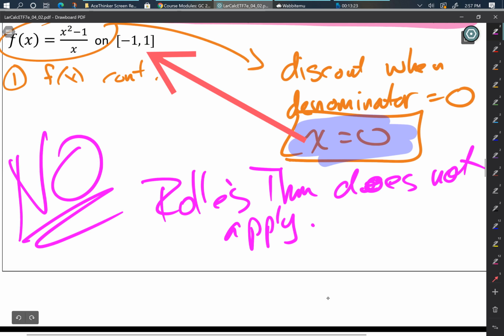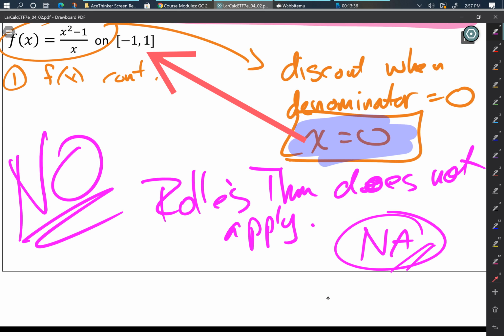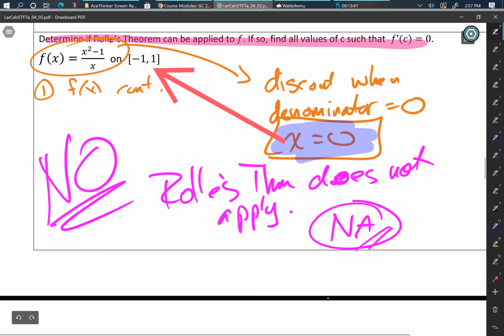Now, if there was a question like one of these two in the homework, I believe they want you to put NA for it. There'll be a note off to the side: if Rolle's theorem doesn't apply, type in whatever that is. I believe it's NA, but I'm not certain, so just be careful with that. Okay, so take a look at those, be careful, and see if you can make it happen.